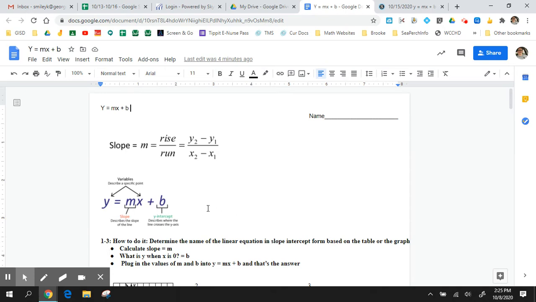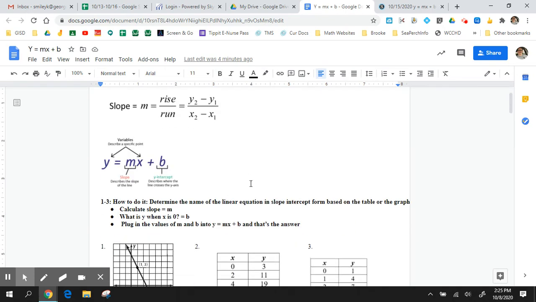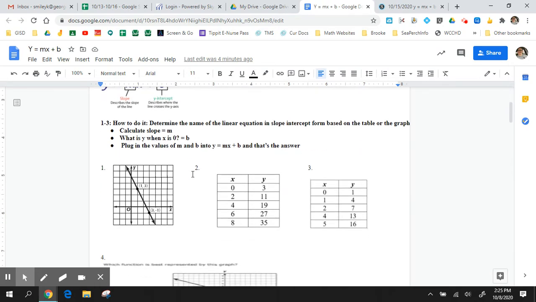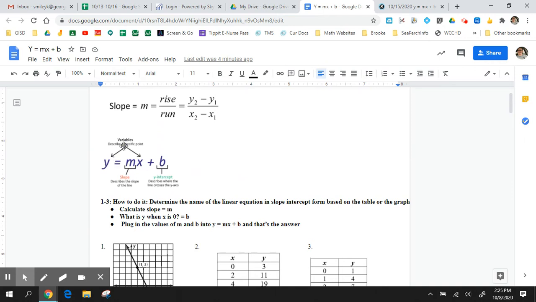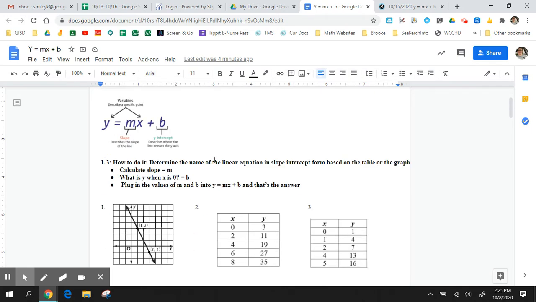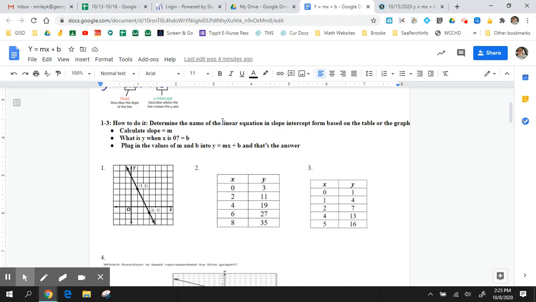All right, so how we're going to do it. If you take a look, I gave you our rise over run, the slope formula, at the top of this page. We'll use that and reference it. And then we'll also use this equation, y equals mx plus b, where y and x are your variables. It is a specific point, and we'll look at that in a second. And then our m is our slope, and our b is our y-intercept, which you learned about yesterday. So now, how do we do it?